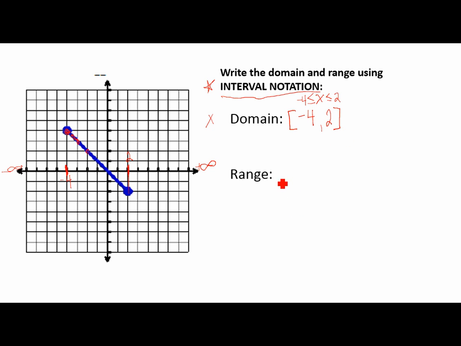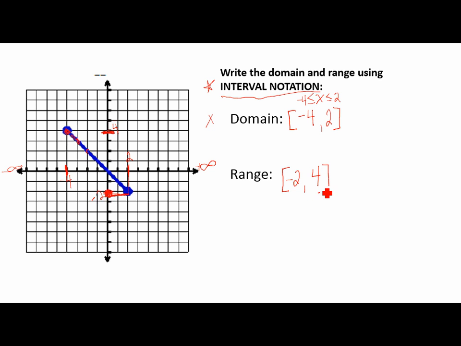Now let's look at the range. The range is the y value. So now I'm going to read my y-axis. That's the one that goes up and down. Starting at the bottom, the very last y value right here is the y value for that part of the graph. That is -2. And then if I go up, up, up, up, so I'm even with the very top of the graph, that would be 1, 2, 3, 4. That would be 4. So my y values go from -2 until 4.